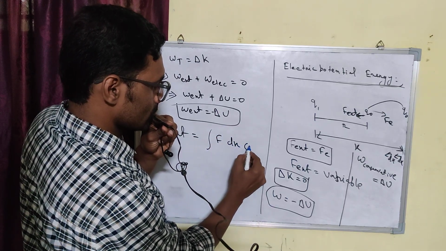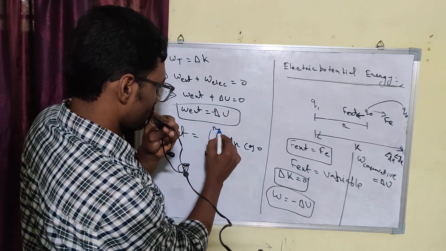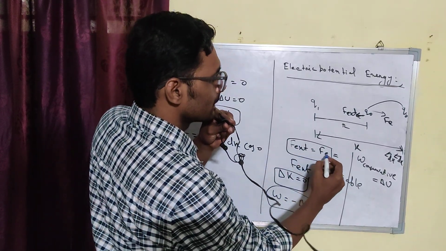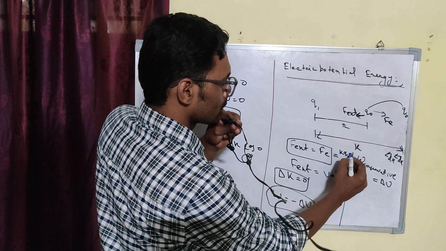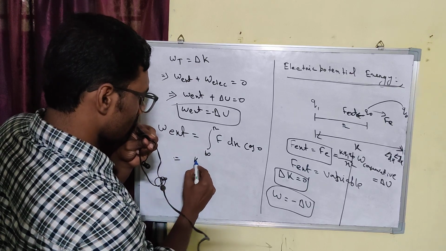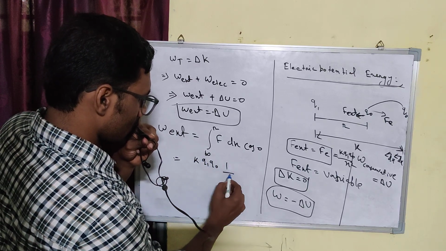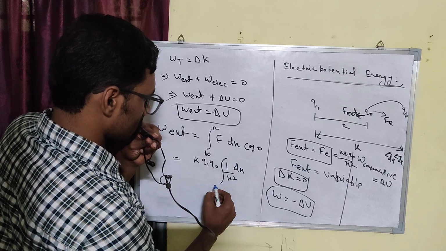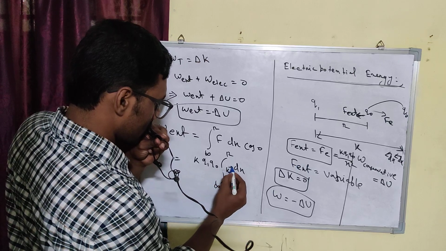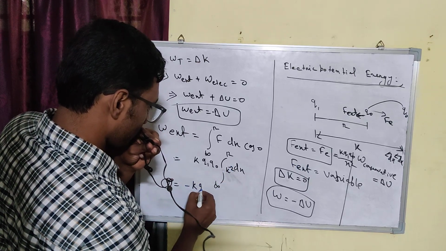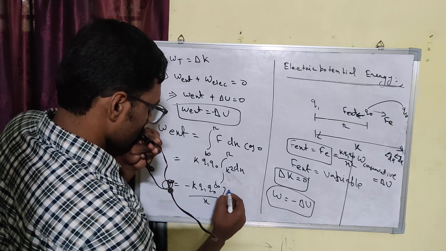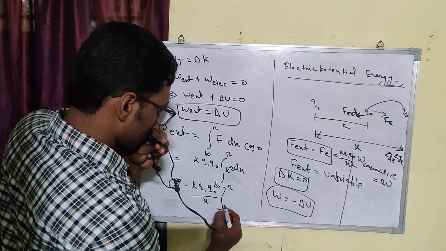F dx cos 0, infinite to r. The external force will be the electric force, equal to k q1 q0 by x square, where x is this distance. So the integral from infinite to r of k q1 q0 by x square dx, that is x to the power minus 2, so this will be minus k q1 q0 by x, from r to infinite.